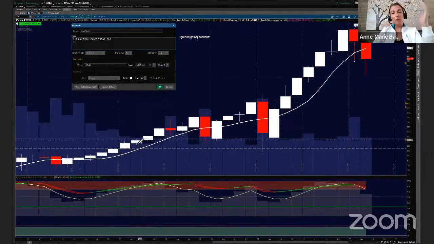And this one, I move straight up. And this one, I move straight up. And this one, I move straight up. Here, I pull down a little bit. I don't close above the last close of the quarter.